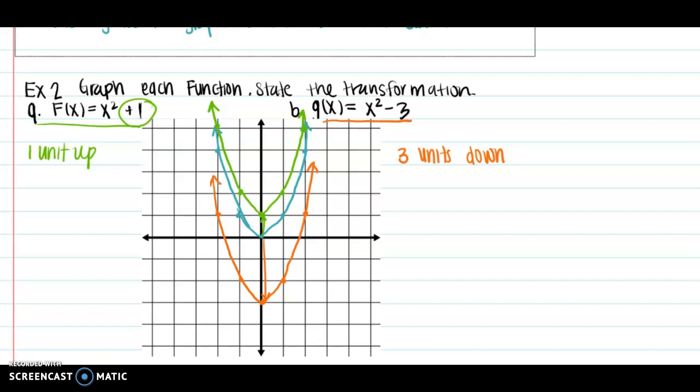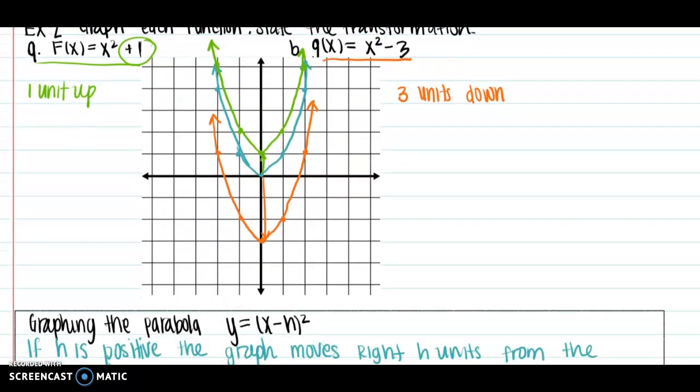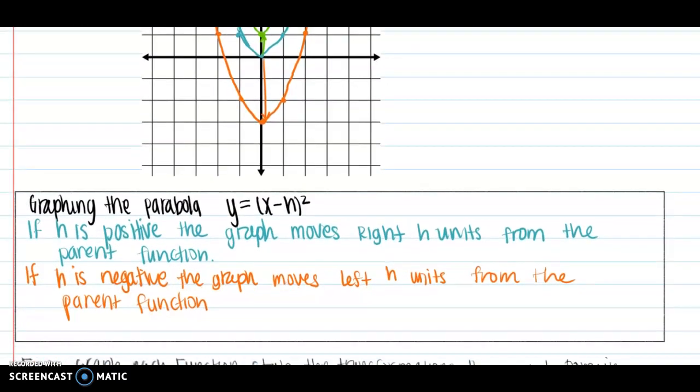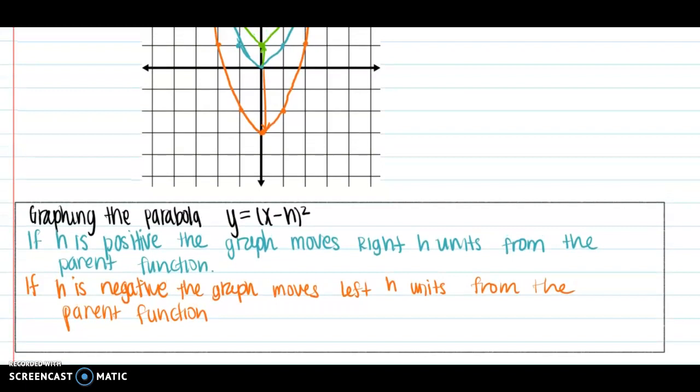Alright, there it is, and we stated the transformations. The next transformation that you could have is something where you move it to the left and right. So notice this is now on the inside of the square, and so it's x minus h squared. If h is positive, the graph moves right h units, and if h is negative, the graph moves left h units from the parent function.